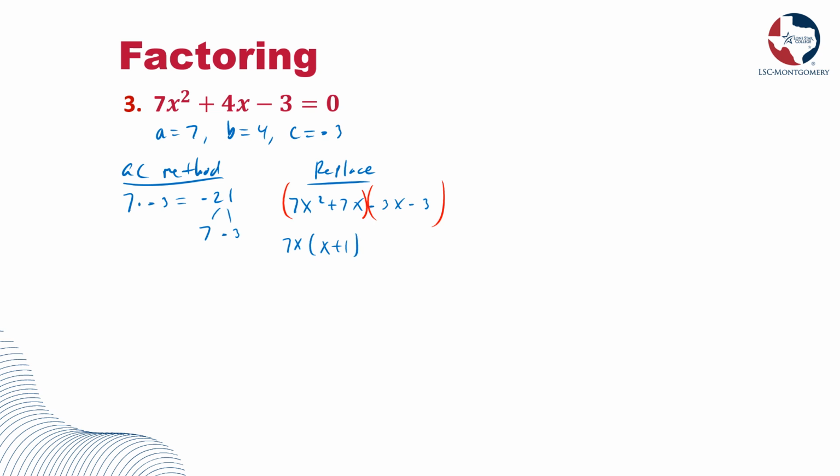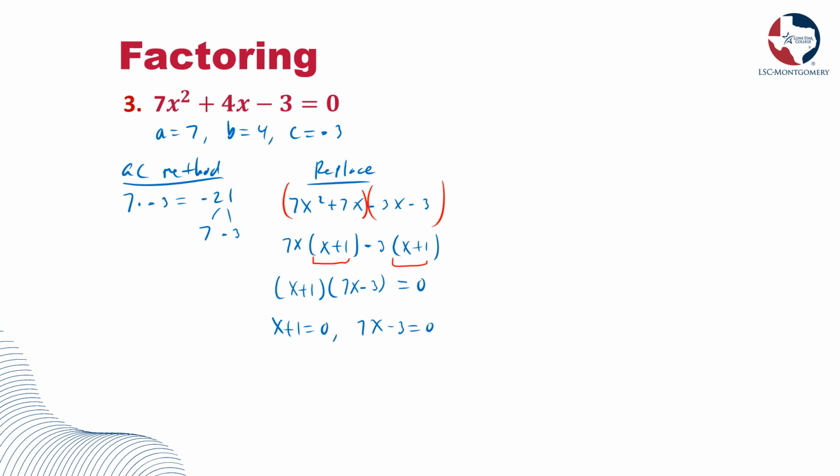And then we have negative 3x minus 3. We can factor out a negative 3. That also gives us x plus 1. Now that the x plus 1 terms are the same, we factor out that common term. And what's left is 7x minus 3, still equal to 0. Then we just set both of them separately equal to 0.